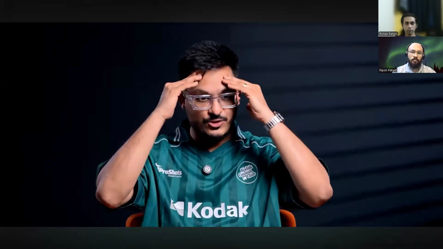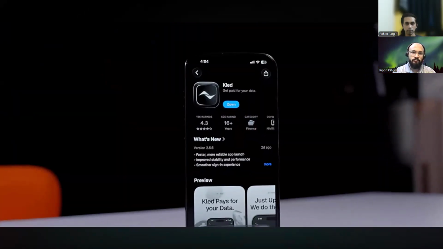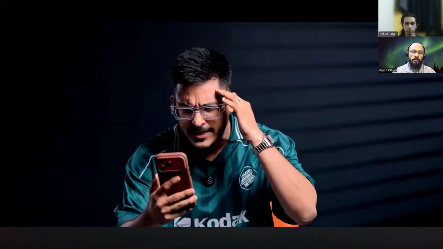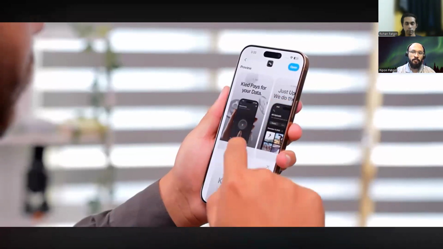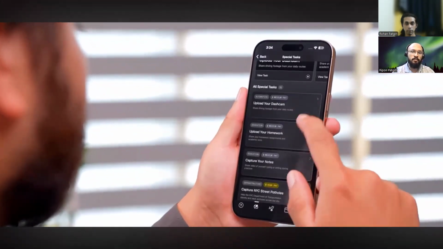Honestly, all of this was so overwhelming that I went ahead and installed one of the apps. It's called Cled, and inside the app, I found something even more scary. First of all, the app says get paid for your data, and inside you get all of these special tasks that you can do to earn money.